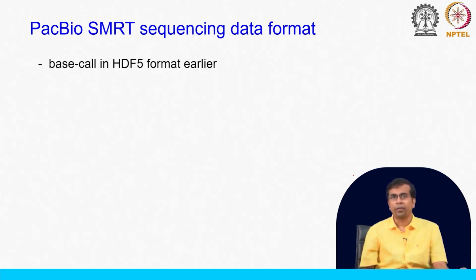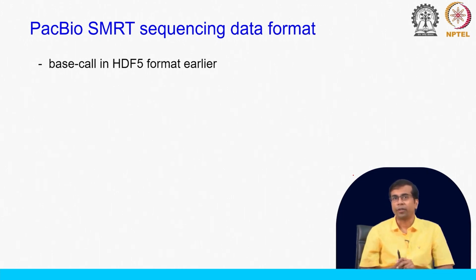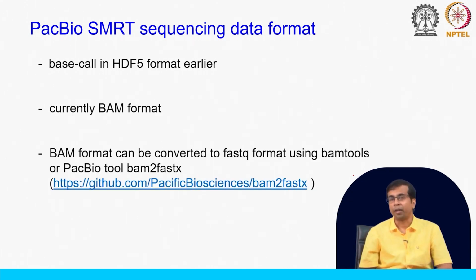This SMRT sequencing reported the data in HDF5 format earlier. We will talk about what this HDF5 is in a moment, and the base call data was present in HDF5 format. But currently they use something called BAM format, and we will again talk about what this BAM format is when we talk about the mapping problem, etc. BAM format is a machine readable binary format, and it can be converted to FASTQ format. There are tools that will allow us to convert BAM format to FASTQ format.